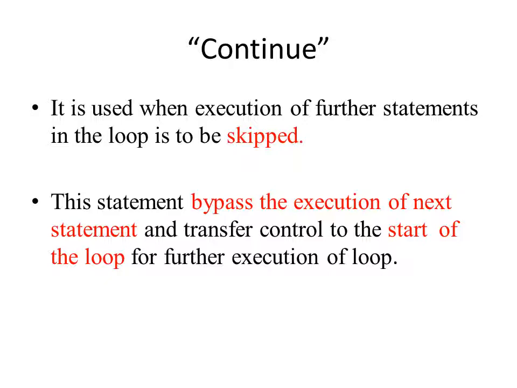Whenever the continue statement is executed by the compiler, this statement bypasses the execution of the next statements, and afterwards the control starts at the start of the loop, and the loop is again carried out in its usual and regular action.